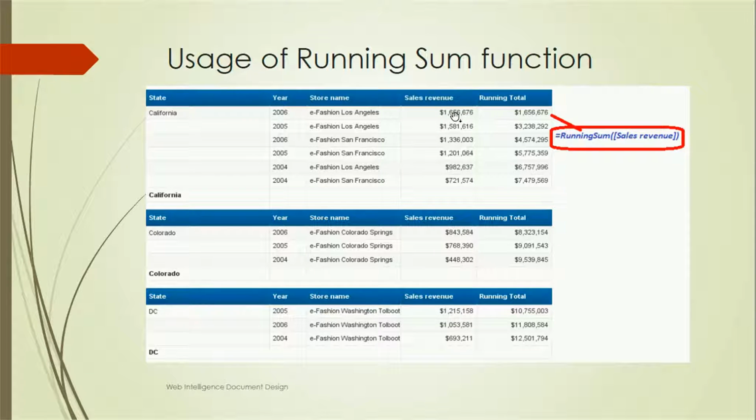In running total, the first value comes as is. The second value will be added to the first value, that comes to 3238292, and then the next value gets added to this, that becomes 4574. So whatever value is coming will get added to the previous total, and it will display here like this. So this is a running total. The same way we can apply it for running average, running min, running max, and running count as well.